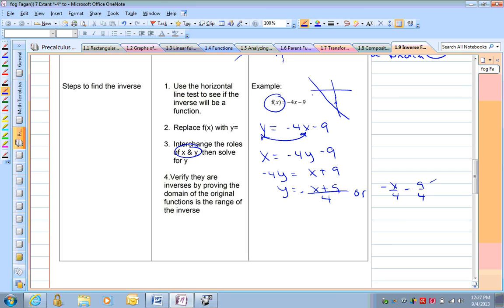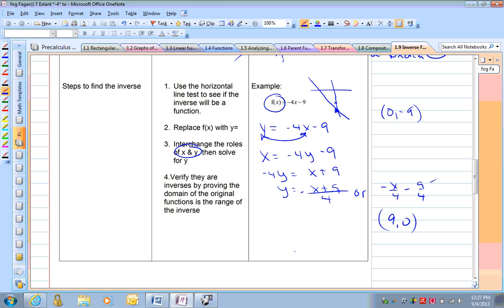I would just take points on the line and reverse the order of the points. The last step here says verify the inverses by proving the domain of the original function is the range of the inverse. Well, we could do that by just testing a point if we wanted to. Let's say on this graph we know we have the point (0, -9). Therefore, it should be that (-9, 0) is a point on the inverse.